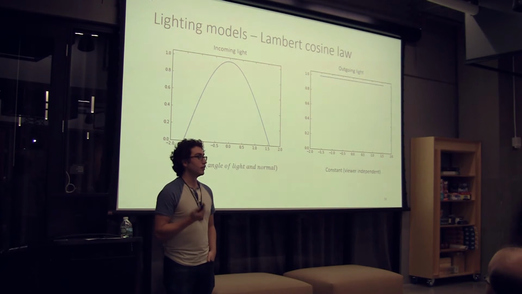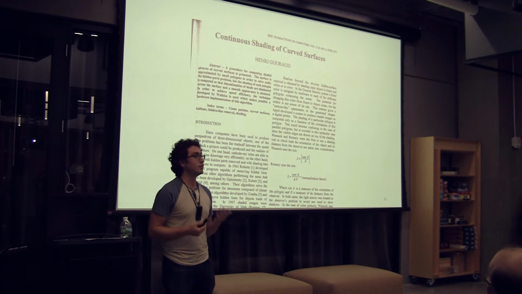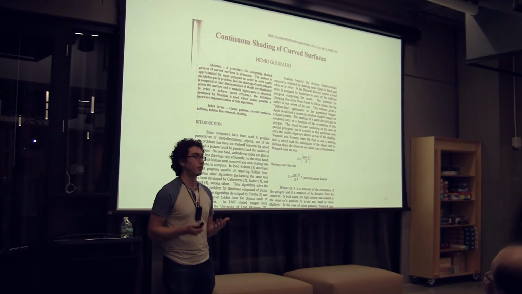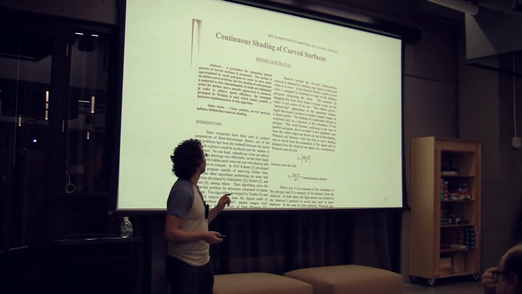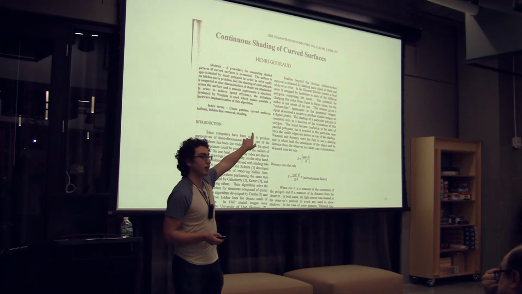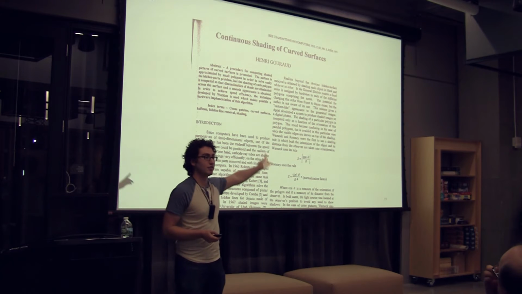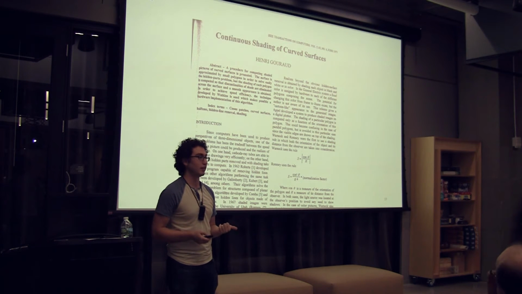Okay, so the first paper we're going to look at is the continuous shading of curved surfaces by Henri Gouraud. Besides trying to generate realistic images, he's dealing with some other problems. It's implied from the number at the top right of this page. It's 1971. Computer science is pretty young, and computer graphics is very young.